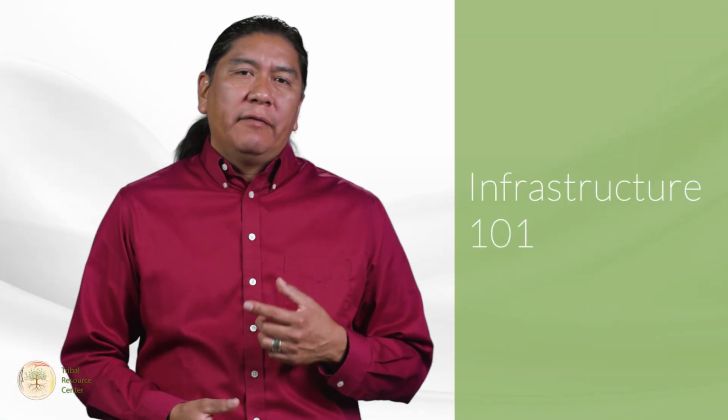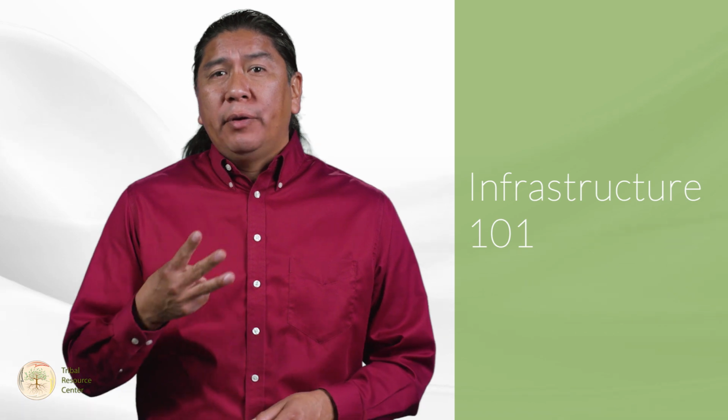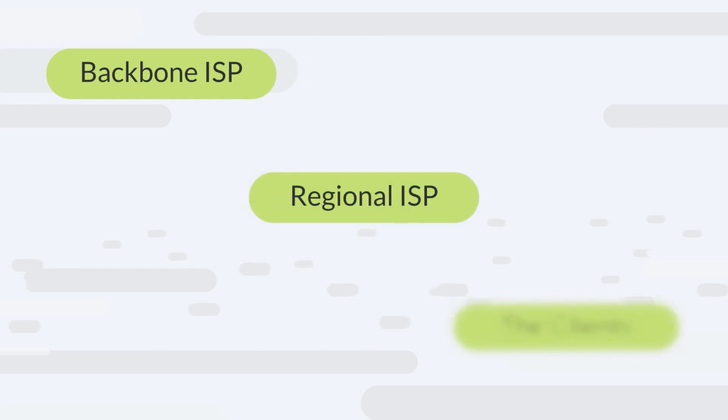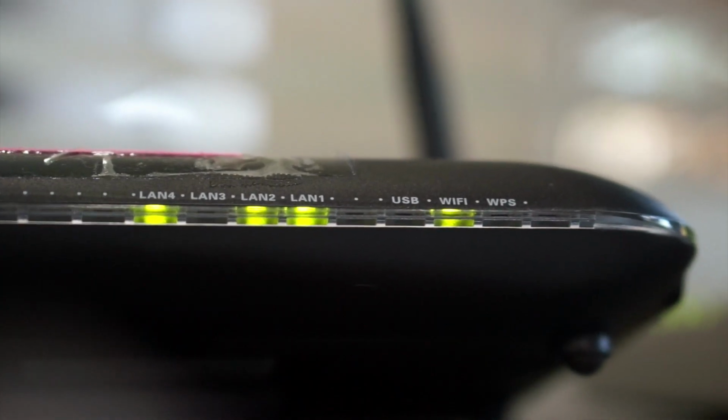Let's start with some Internet Infrastructure 101. There are three levels in Internet architecture. There's the backbone ISP, or Internet Service Provider, a regional ISP, and the clients that are serviced by the Internet providers. Backbone ISPs are needed to access the Internet. They are international networks that are equipped with routers and can store information in data centers that are connected through high bandwidth fiber optic links.